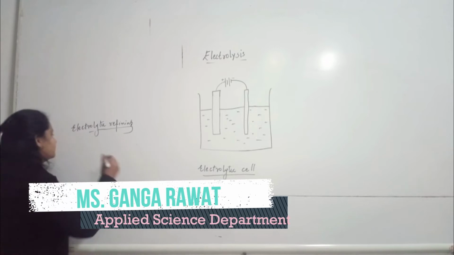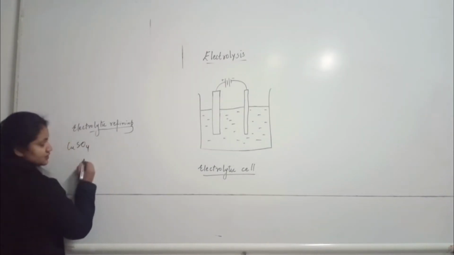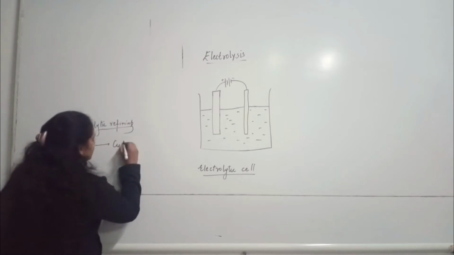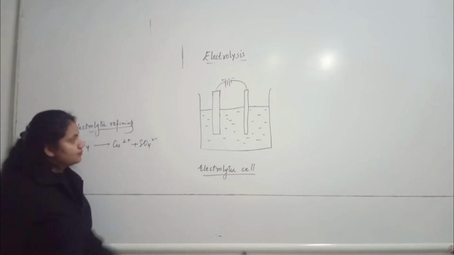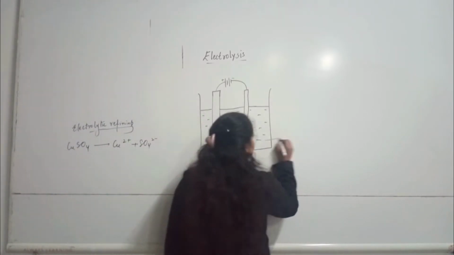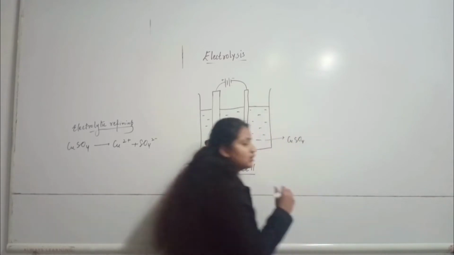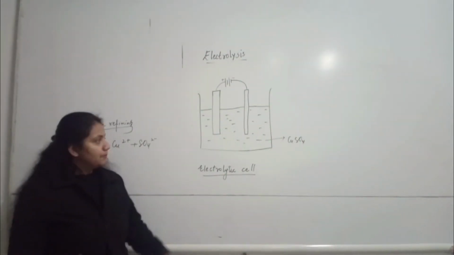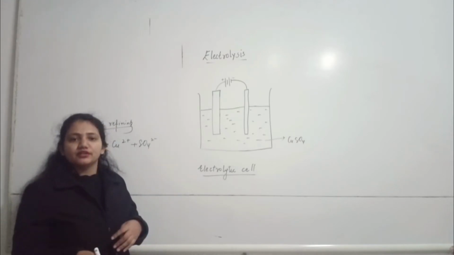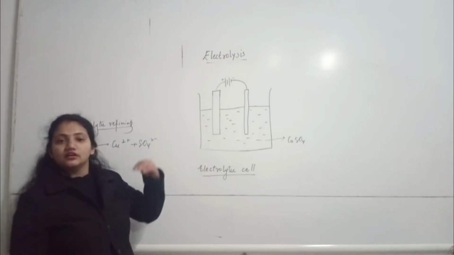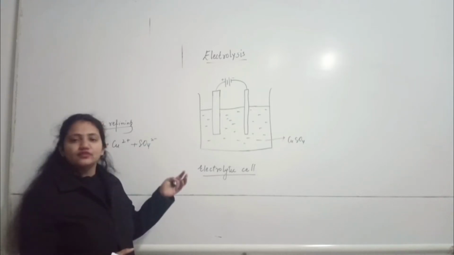Now, taking the example of copper sulfate solution, it gets dissociated in the form of copper 2+ ions and sulfate ions. So as an electrolyte, what we are taking here is copper sulfate solution. Now, why do we require an electrolyte? Because it provides the medium for the free movement of ions, so that electricity can pass and the ions can move easily.